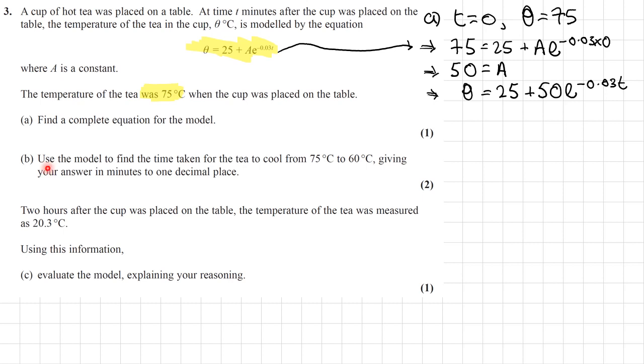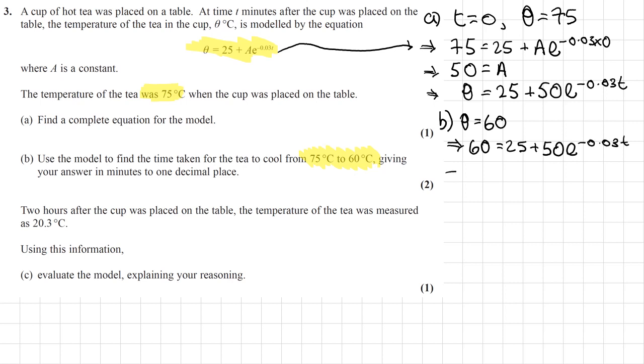Part B. Use the model to find the time taken for the tea to cool from 75 degrees to 60 degrees, giving your answer in minutes to 1 decimal place. Now, we know at the start it was 75, so basically we just need to work out the value of t when it's 60, and that will give us the time taken. So what we'll do in our model, we'll replace theta with 60. So that will give us 60 is equal to 25 plus 50e to the negative 0.03t.